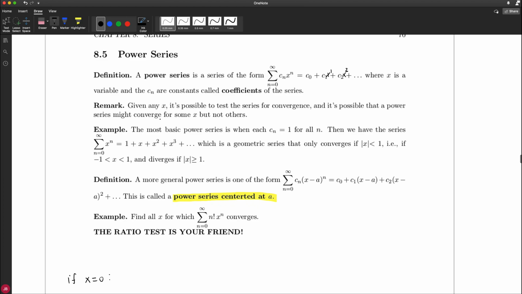Okay, so an important thing to remark here is that we can test a power series for where it's convergent, in particular where it's absolutely convergent, or perhaps even just conditionally convergent. And so it'll turn out that a power series can converge for some values of x, but not for others. And in fact, you've already seen this before.